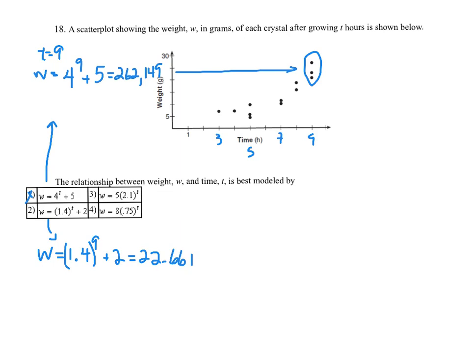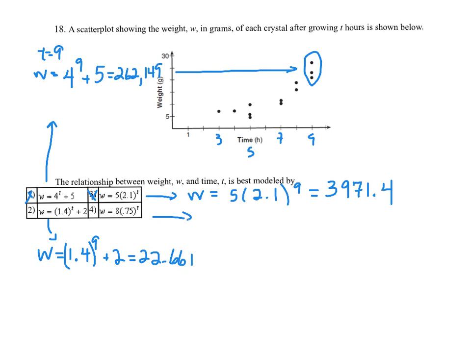Now, by the way, that is the answer, but just to show you, if I did the same thing here, I would just keep doing the same thing. So 5 times 2.1, and then raise that to the 9th power. And when you put that in your calculator, you get 3,971.4. Well, again, that doesn't make sense, okay?